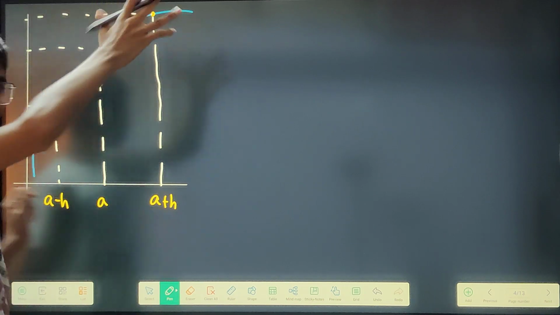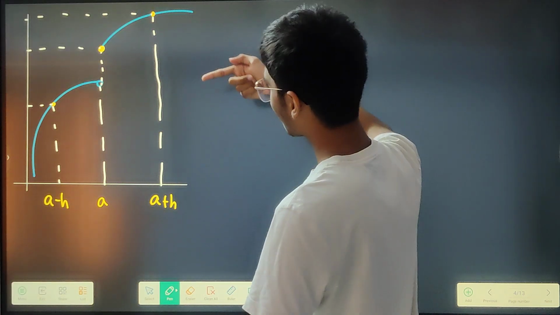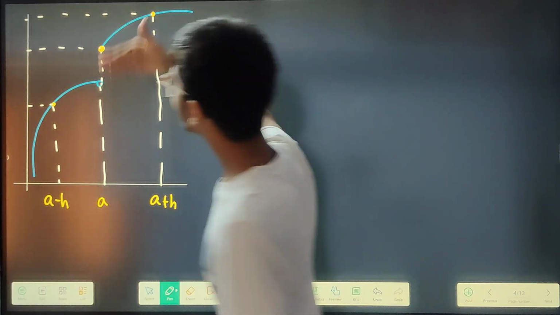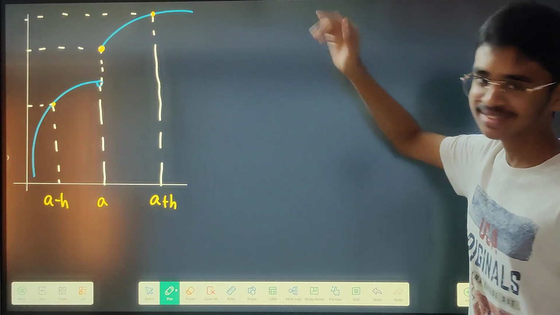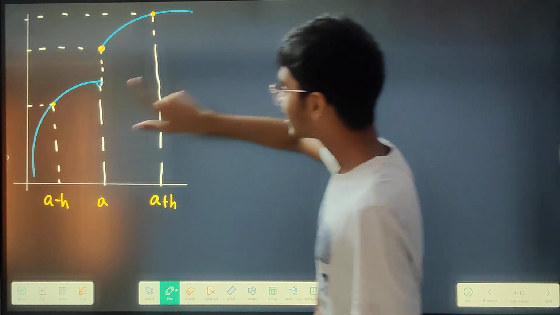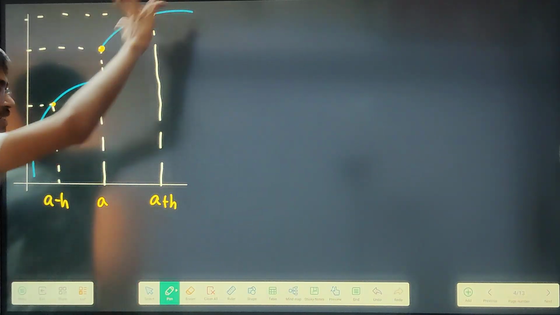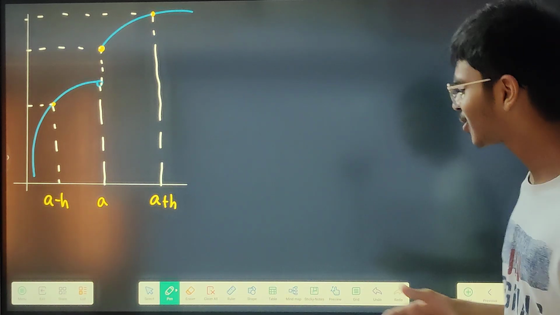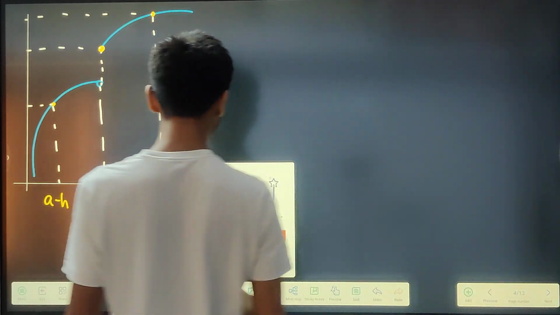All you have to do is just map these dots to the x-axis. Then you can very easily say that it is an increasing graph, and not just increasing, it is a strictly increasing graph. What is increasing and what is strictly increasing? Very simple.